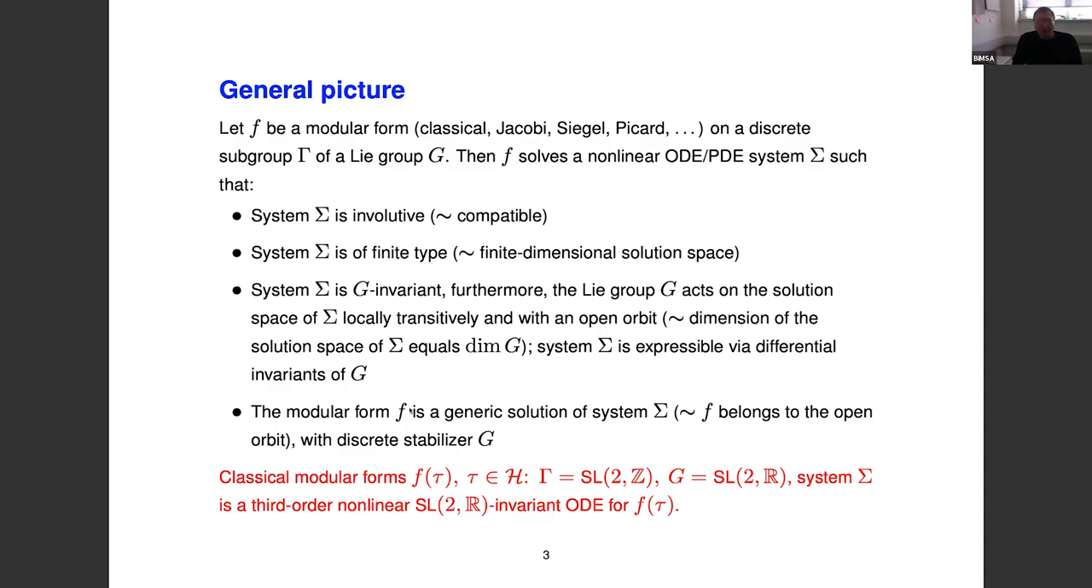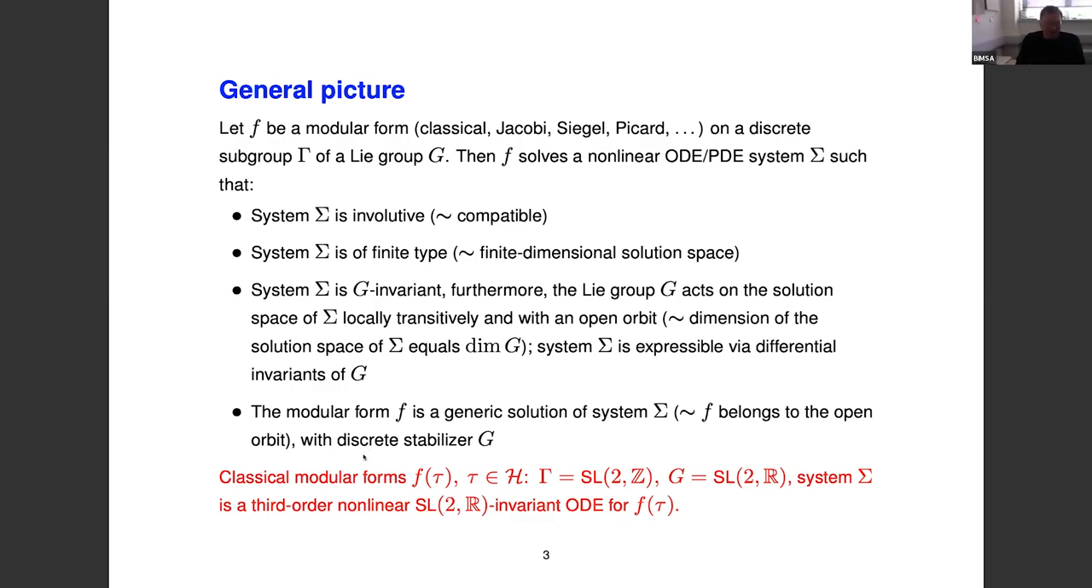The original modular form F is a generic solution of this system, in other words it belongs to the open orbit. The group G acts on this open orbit, and the function F has a discrete stabilizer Gamma. So the action of G on the open orbit has a discrete stabilizer. This is the general picture. This is not proved for general modular forms, but in my opinion it should be true.